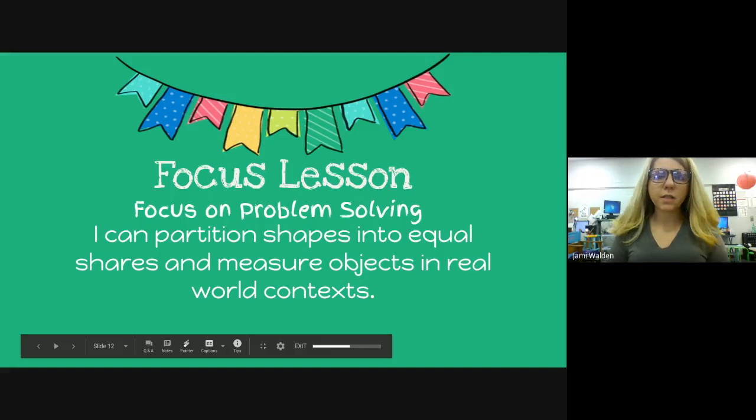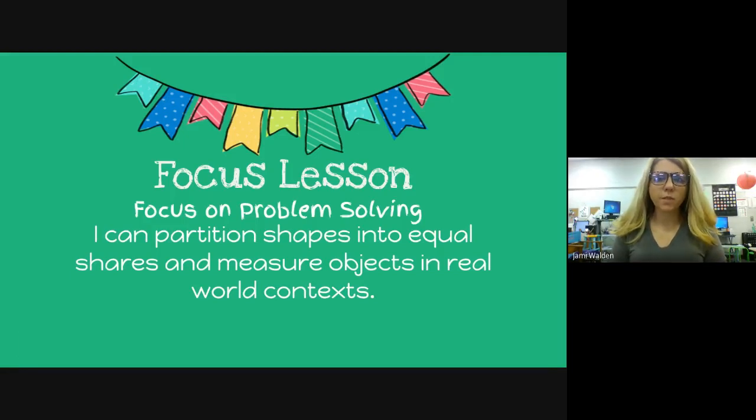Hey boys and girls, today's focus lesson is a focus on problem solving. I can partition shapes into equal shares and measure objects in real world context. Remember, in our learning target, the word partition means to break into pieces, break into parts. And equal shares means shares that are the same size.